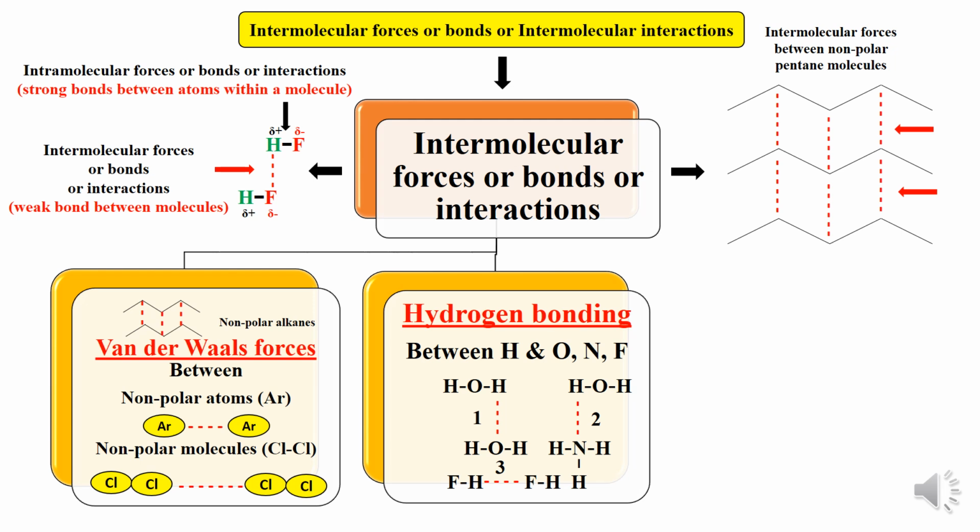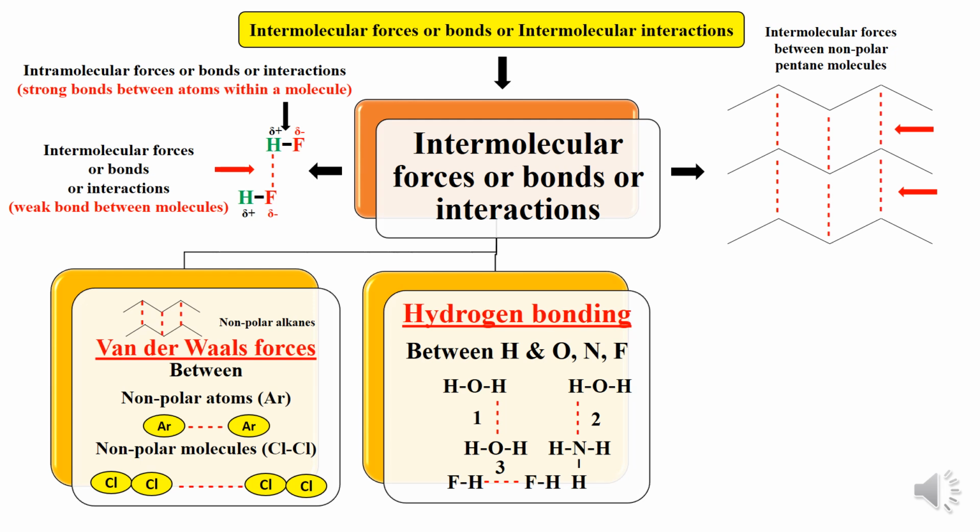In the first scenario, hydrogen atom is covalently bonded to oxygen atom in a water molecule, interacting with electronegative oxygen atom of another water molecule. In the second scenario, hydrogen atom covalently bonded to oxygen atom in a water molecule interacts with the electronegative nitrogen atom of another molecule. In the third scenario, you find hydrogen atom is covalently bonded to fluorine atom that interacts with electronegative fluorine atom of another hydrogen fluoride molecule.